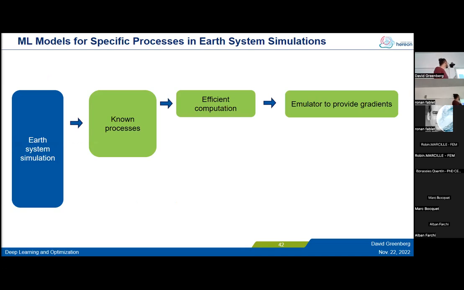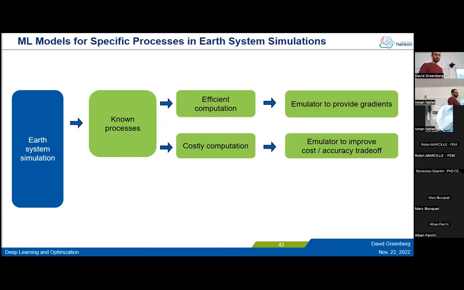So first, you can distinguish between known and unknown processes, and among the known processes, there are ones where you can already compute them very efficiently. Then you might want an emulator to provide gradients, maybe, or maybe you just leave things alone.